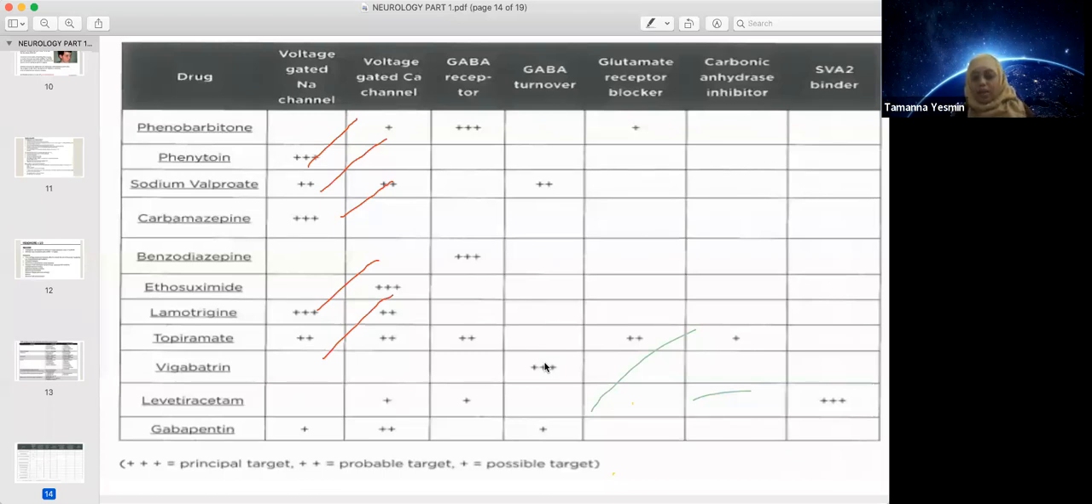Now, some other drugs like topiramate. Topiramate has many actions. You see, topiramate is now coming out as a first-line drug. It has sodium channel, calcium channel, GABA channel, glutamate channel action. Every channel has action. That's why I call topiramate the boss of all drugs, but it is very costly. Believe me, it is very, very costly. We don't use it.